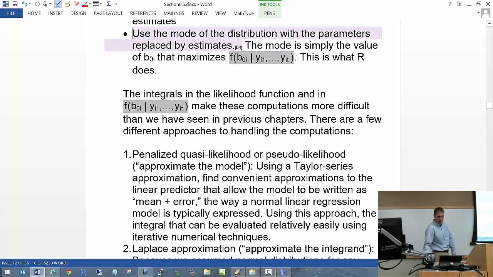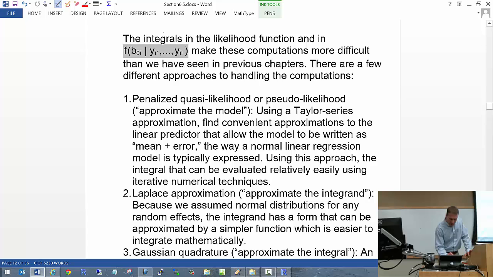Okay. Let's go on to here. So that integral that we saw in the likelihood function is a tough one to do. Again, as I said, you're not going to be able to sit down with pencil and paper and do it. And so there are four approaches that one could use here to come up with estimates of the betas and that sigma. The first one is called a penalized quasi-likelihood or pseudo-likelihood procedure. I'm not going to talk about that because that's actually the worst of the four different ones, so we're just going to move on to save time.